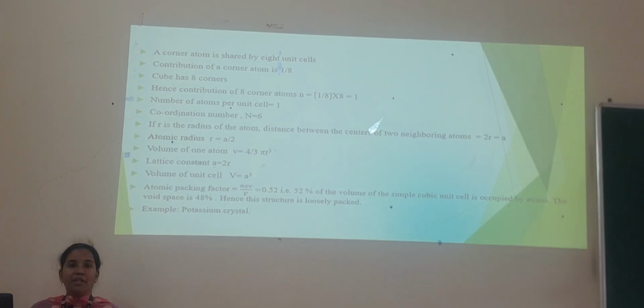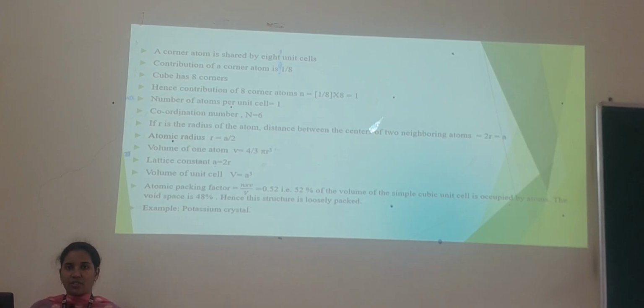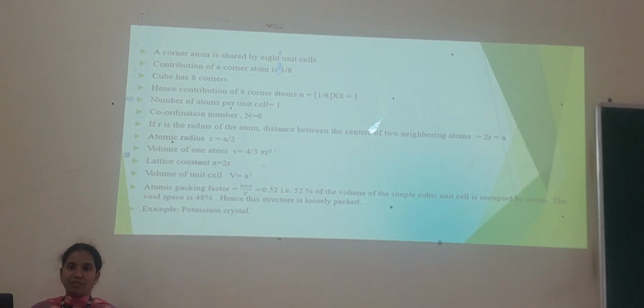So the APF, which is a very important factor for any crystal structure, is 52% for the simple cubic structure, leaving 48% empty. The examples are, so many examples are there. I have included some, such as the potassium crystal.